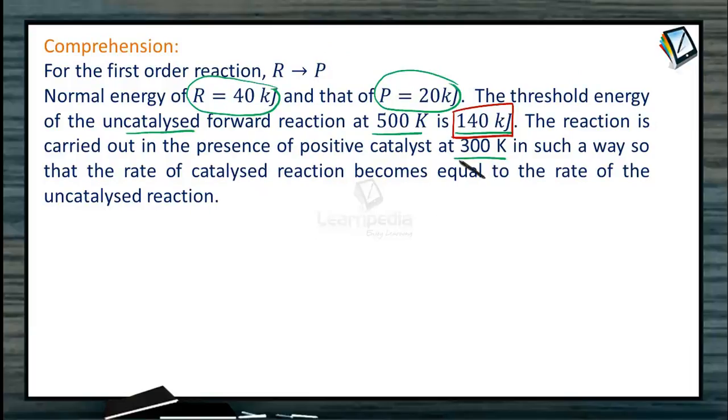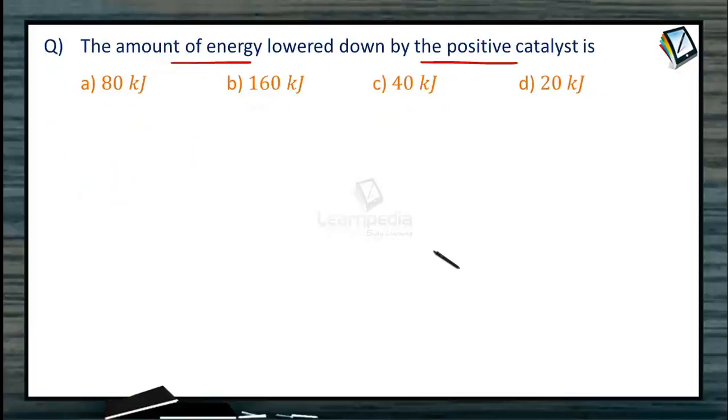Here it is very clearly given that the uncatalyzed reaction is carried out at 500 Kelvin and the catalyzed reaction is carried out at 300 Kelvin. So here we need to relate the activation energy at two different temperatures, and that is possible only by the Arrhenius equation. And what is that Arrhenius equation? It is nothing but K equal to A into e power minus EA by RT, where K is the rate constant, A is the frequency factor or the collision frequency, and EA indicates the activation energy, and you know the meaning of R and T.